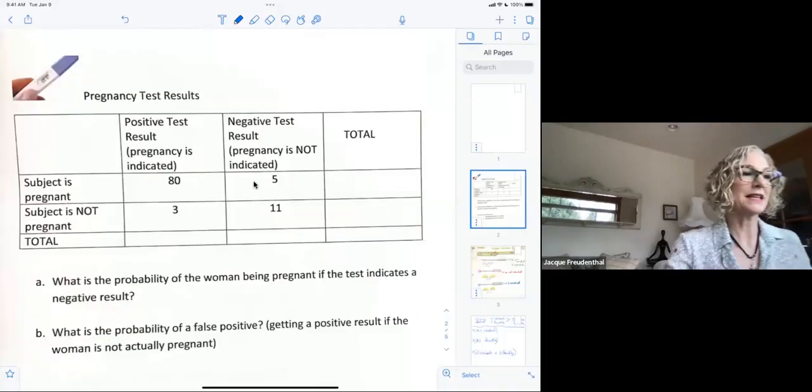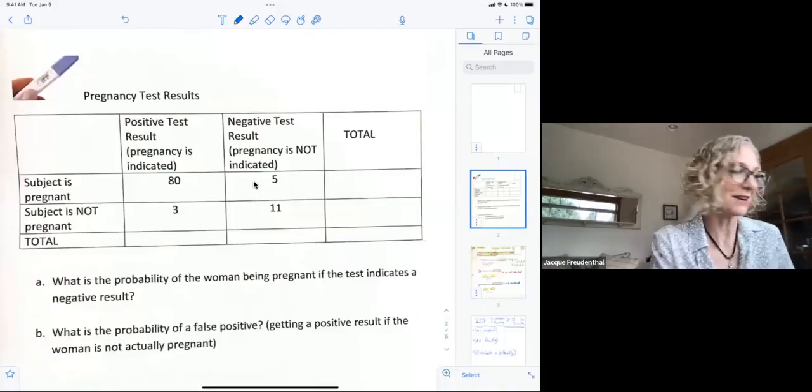So let's get started. I'm going to share my screen and we will start with the worksheet that has the cards on it. We did not get to the pregnancy test results example on the last meeting. So that's where I want to start here.